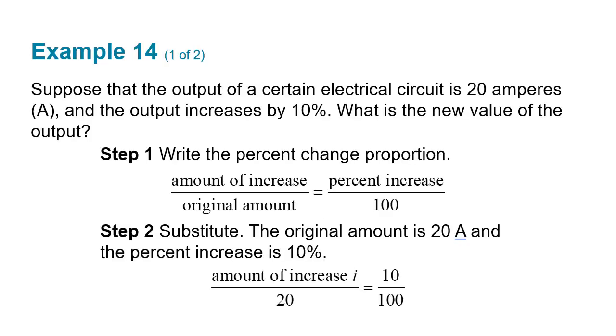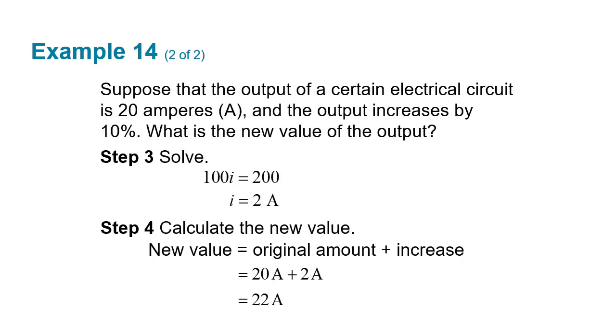So for instance, suppose that the output of a certain electrical circuit is 20 amps, and the output increases by 10%. What's going to be the new value of the output? Well, we can set it up, right? The amount of increase over the original amount is going to equal the percent increase. The amount of increase we don't know. 20 is what it was. Goes by 10. We can do some math, multiply both sides by 100, right? Then divide by 10, and we get 2.